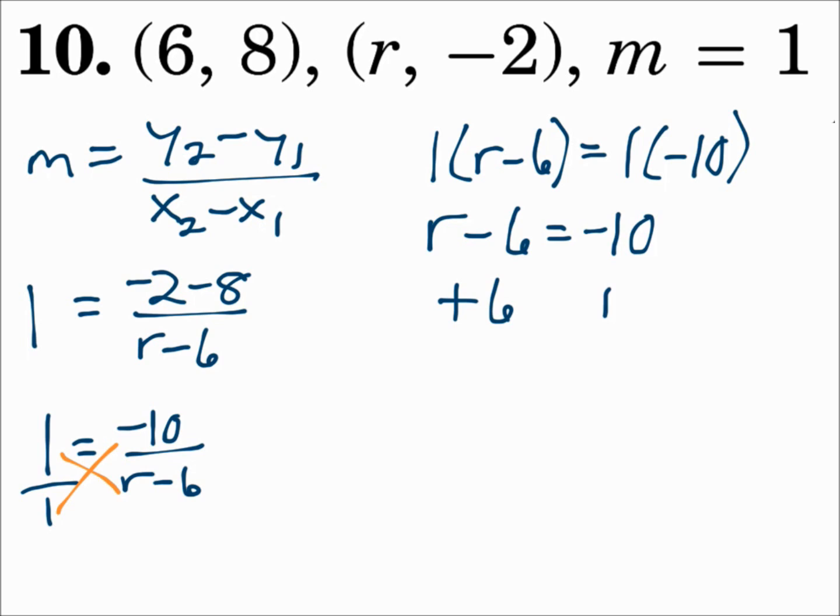If you add 6 to both sides, that cancels out the 6 on the left, and -10 plus 6 is -4. So substitute the values in and solve for the r.